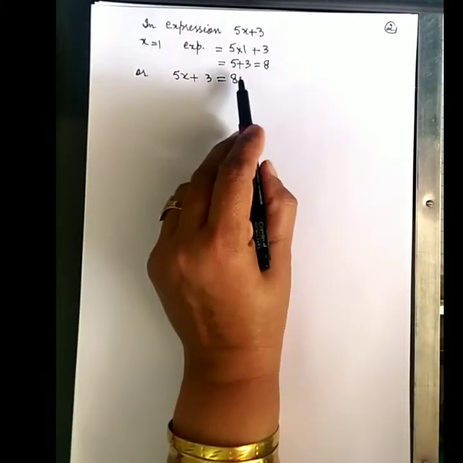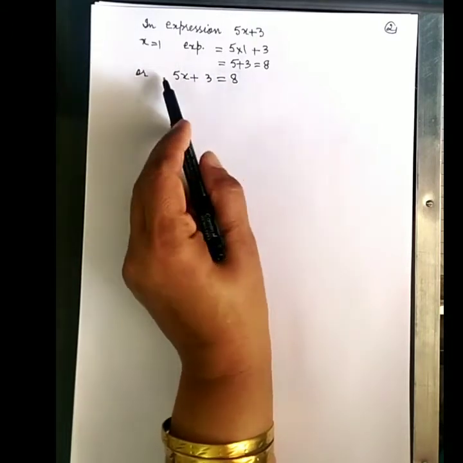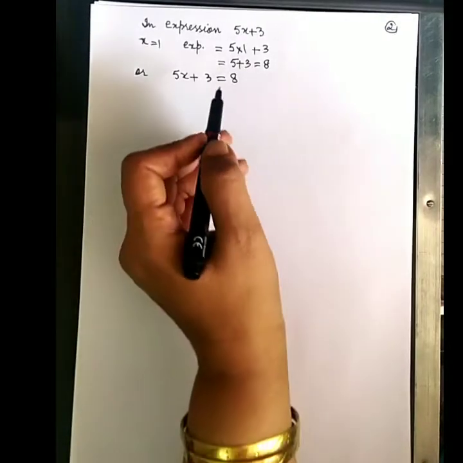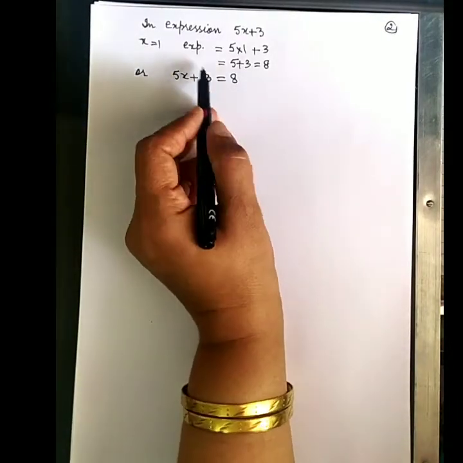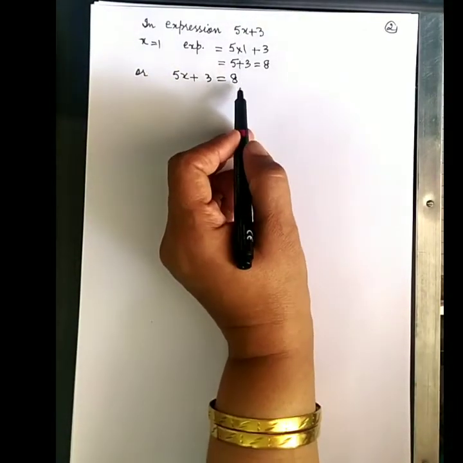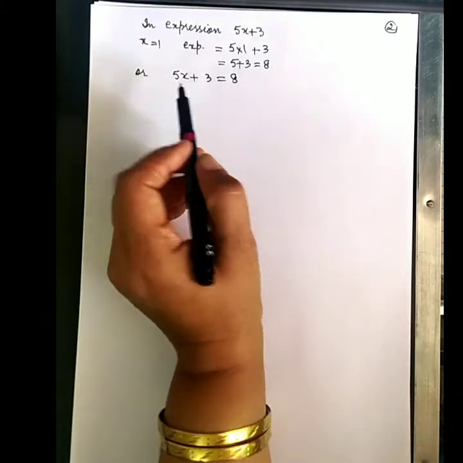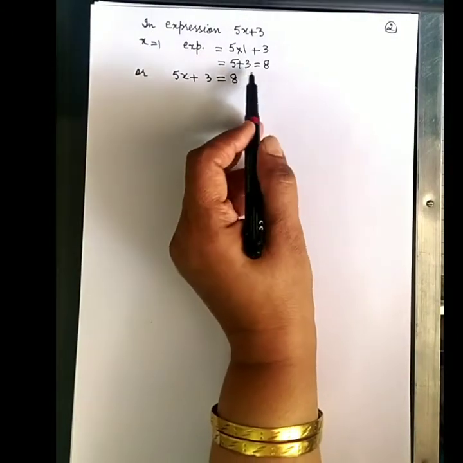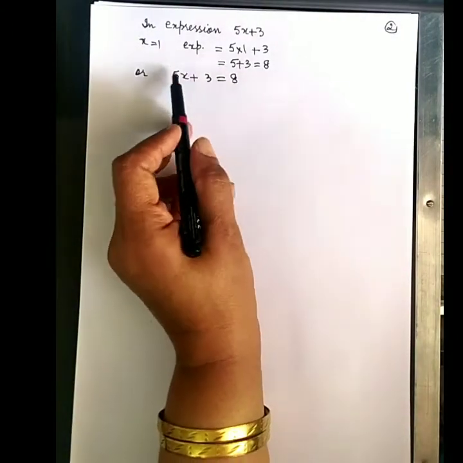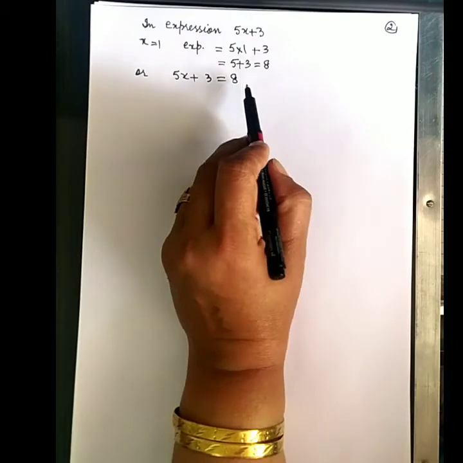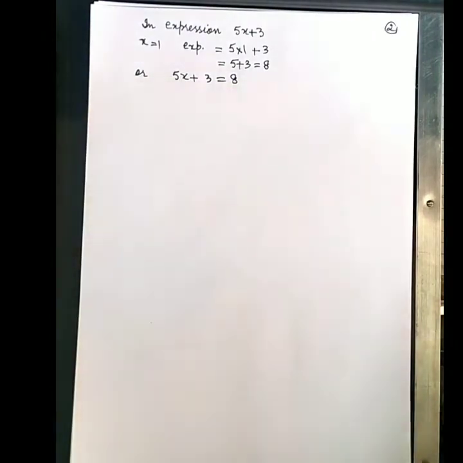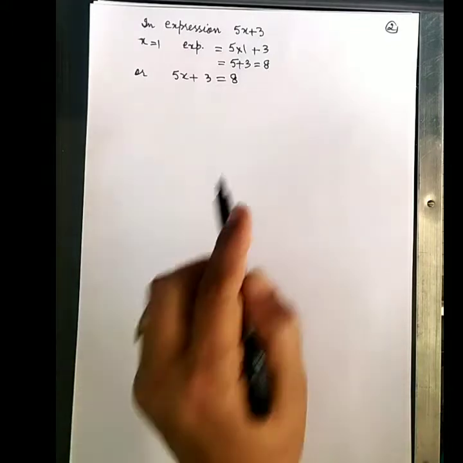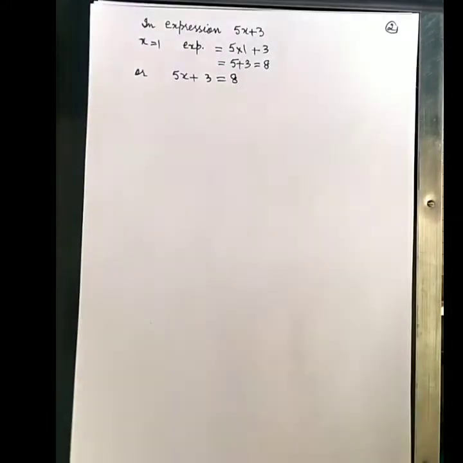Now students, observe from this result. This forms an equation because this expression is equal to another expression. It means when some expression is equal to some other expression, then it forms an equation. We call it an equation.